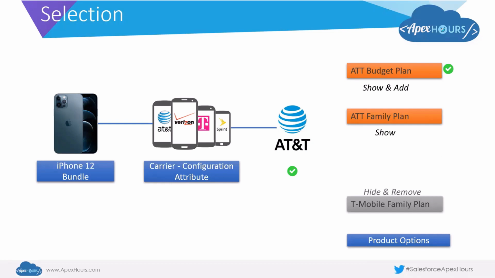And we are going to hide and remove this T-Mobile budget plan, and we are going to hide and remove the T-Mobile family plan. So when I say hide and remove, what it means is you're going to hide these two product options, and if it was selected earlier, then we want to deselect it, basically remove those selections as well, and ensure we are showing that ATT budget plan, which is selected by default, and the ATT family plan as the product options. This is one use case that we would look at.